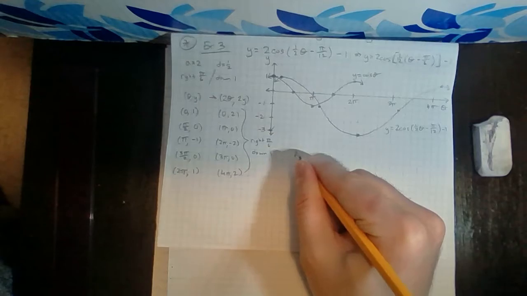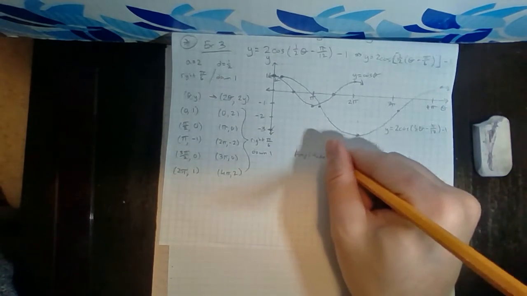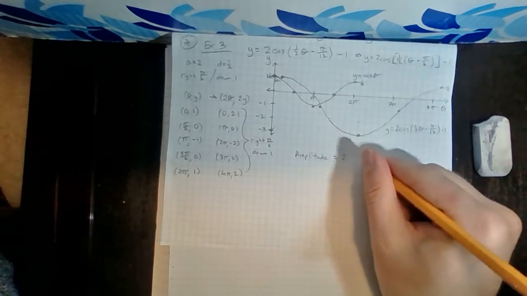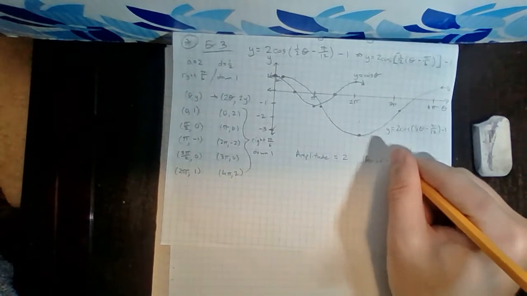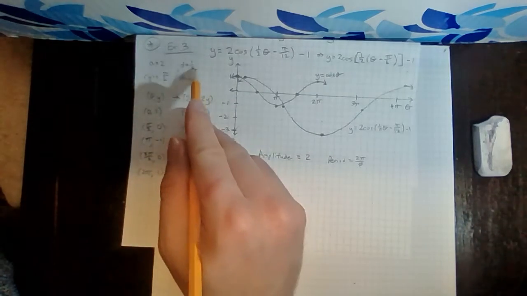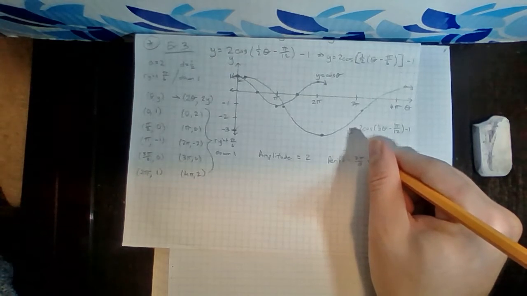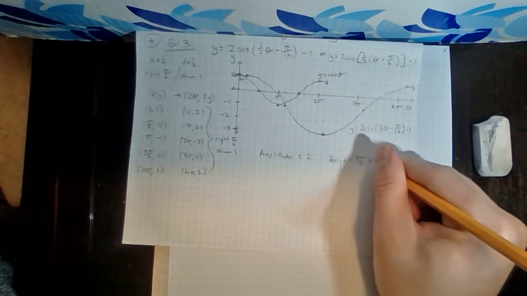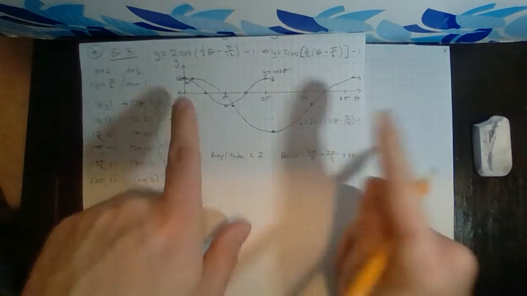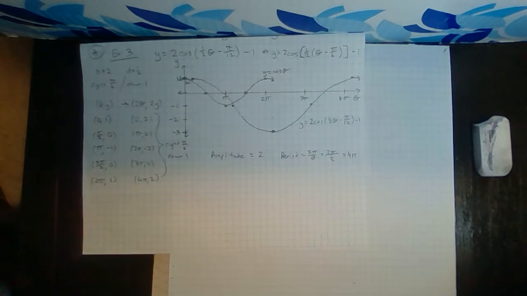Amplitude. Our amplitude, our distance from our maximum to our axis, is 2. Our period, which was always 2 pi over d. D in this case was a half, so 2 pi over a half. Same as 2 pi times 2, which is going to be 4 pi. It takes us 4 pi to complete one cycle.